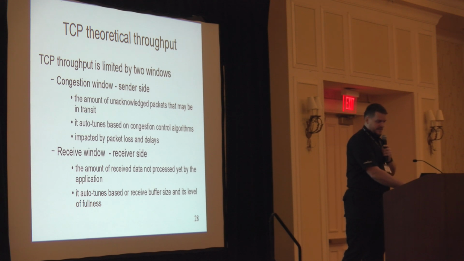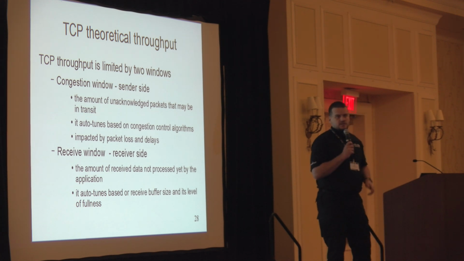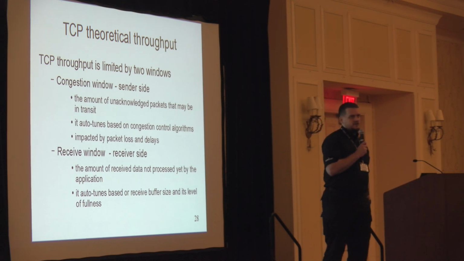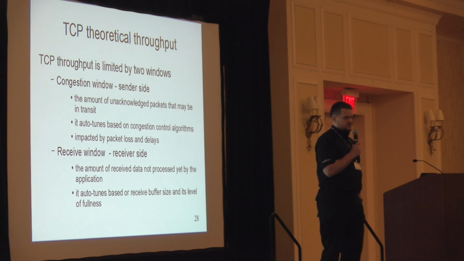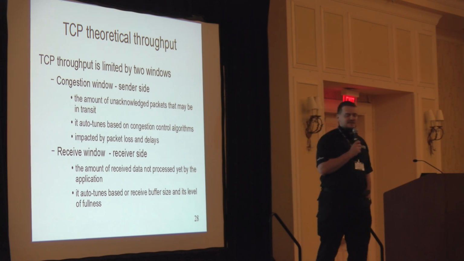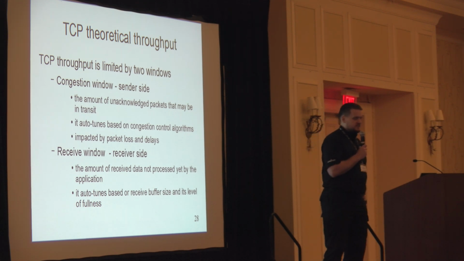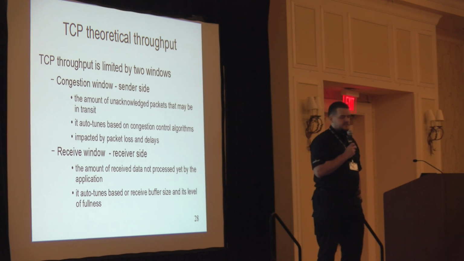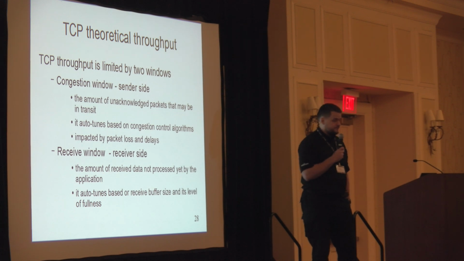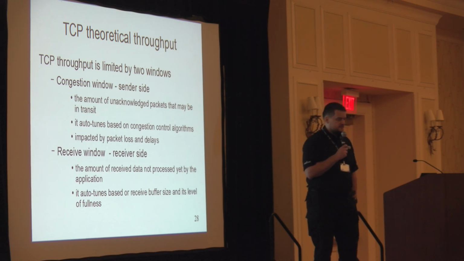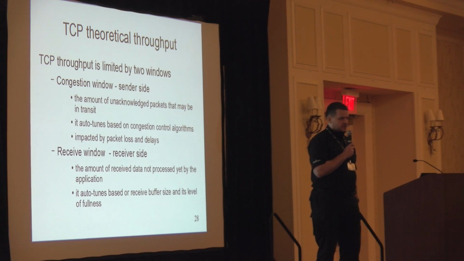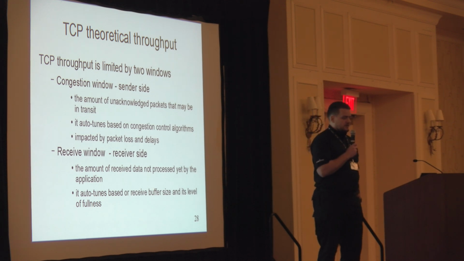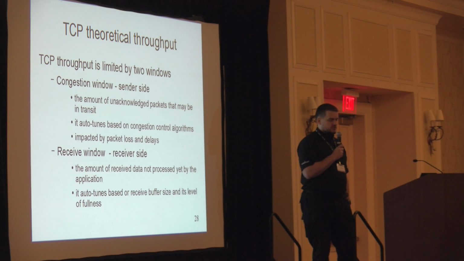So let's go back to the good old TCP/IP Bible. I tried to narrow the whole 800-page book to the 4 slides. Excuse me if there's some imprecise data. It's intentional. I'm just trying to get main points across. So basically, TCP throughput is limited by 2 windows. Congestion window, it's on sender side. So that's basically amount of unacknowledged packets that may be in transit. It auto-tunes based on congestion control algorithm.